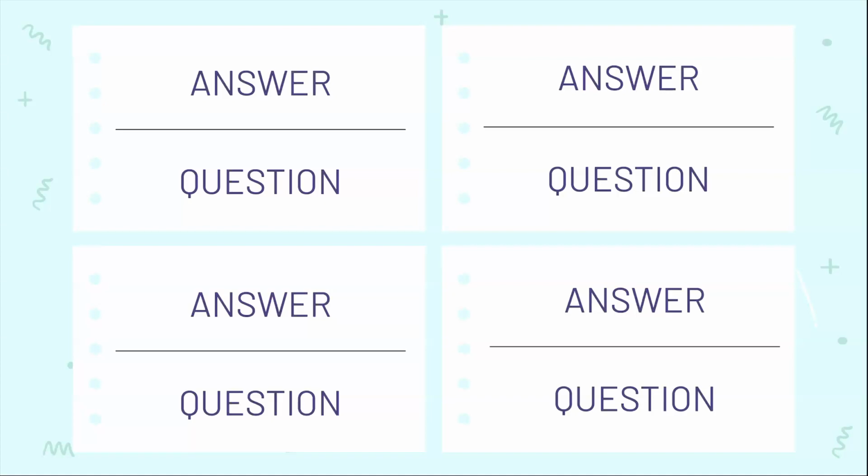So you want to make sure that as you're creating this resource that you put a question and an answer separately, meaning that if the bottom of my domino says 2 plus 2, I don't want the top of my domino to say 4. I want 4 to be on a separate domino than its question of 2 plus 2.